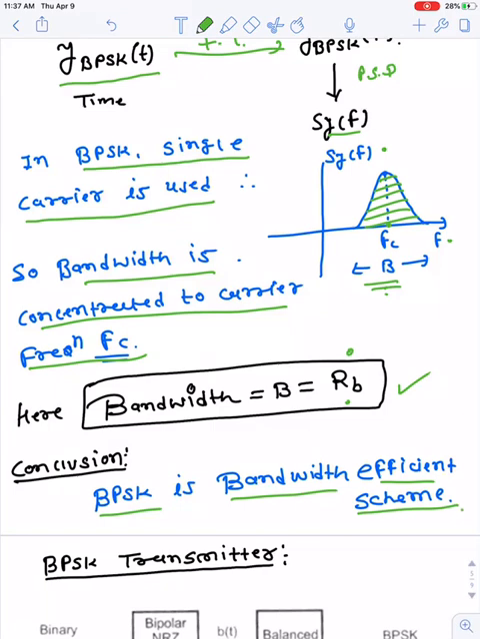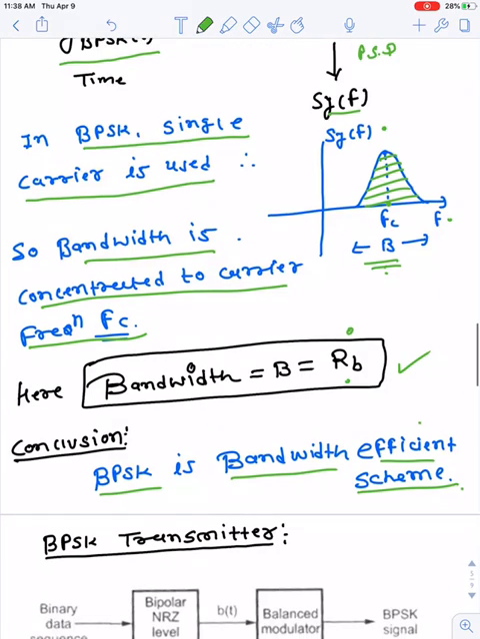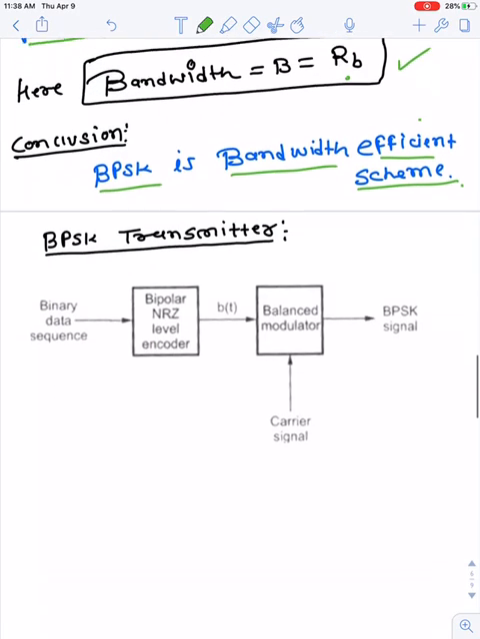However, if you discuss FSK, frequency shift keying, it is not a bandwidth efficient scheme because in FSK we require 2 RB, which is double the bandwidth of amplitude shift keying and phase shift keying. So FSK is not a bandwidth efficient scheme, but binary ASK and binary PSK are bandwidth efficient schemes. So this point you need to note down.